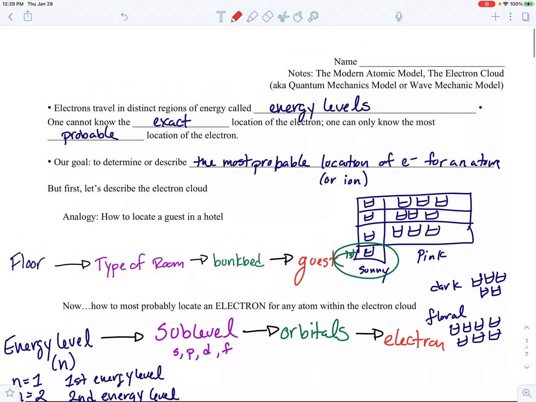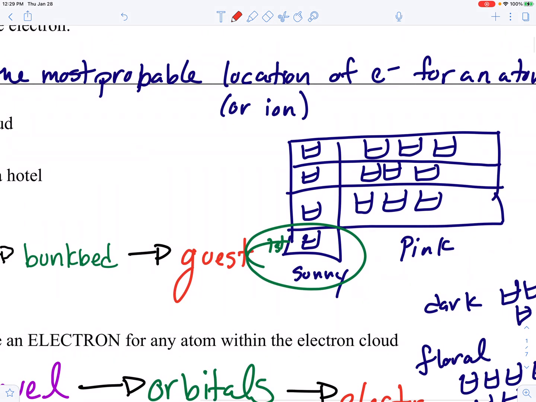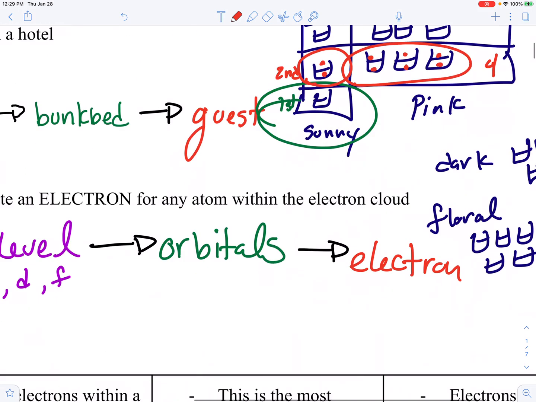So again, if I look at my picture, I can see that's true. On my second floor, I've got a sunny room with 1 bunk bed. I've got a pink room with 3 bunk beds. That gives me a total of 4 bunk beds here, and that means that I could fit 8 guests on my second floor, or 8 electrons.